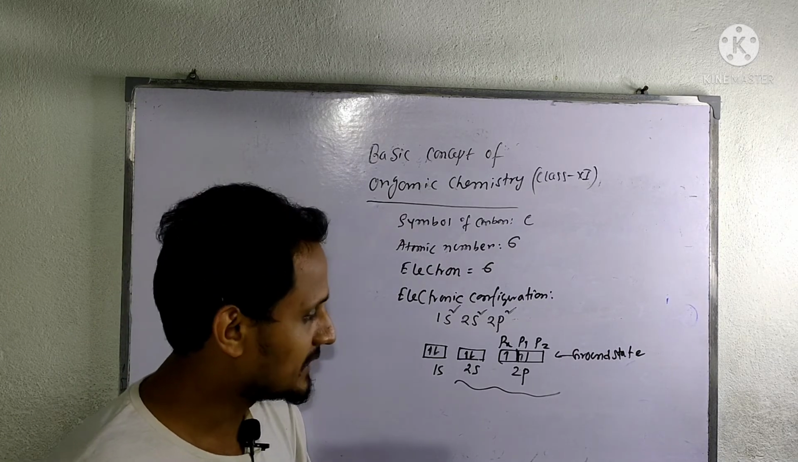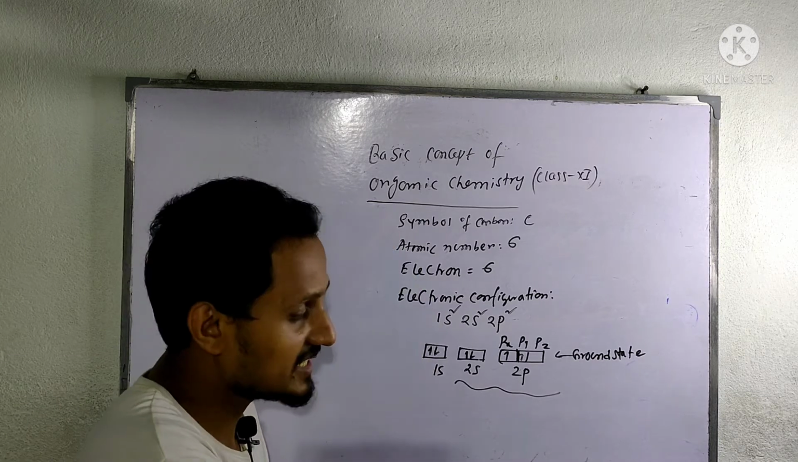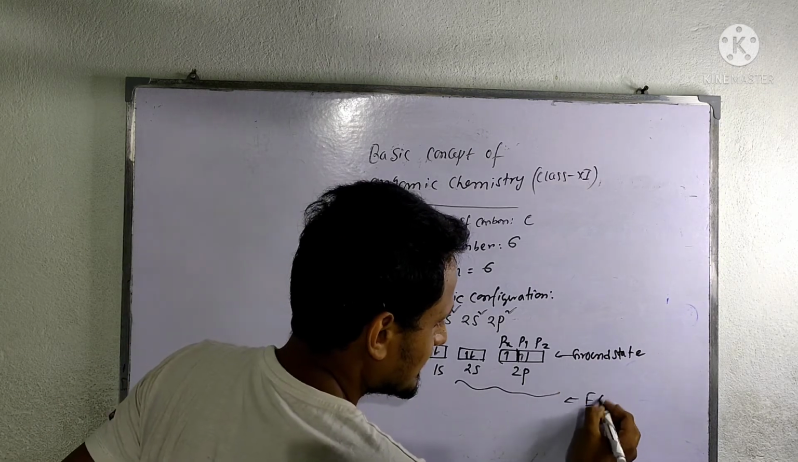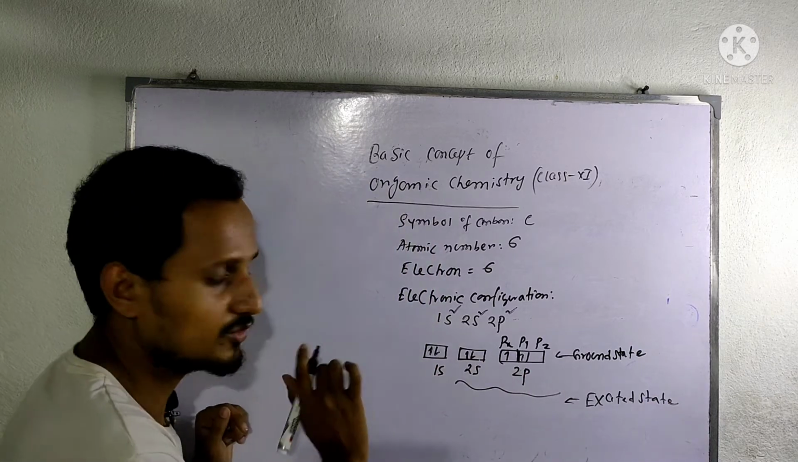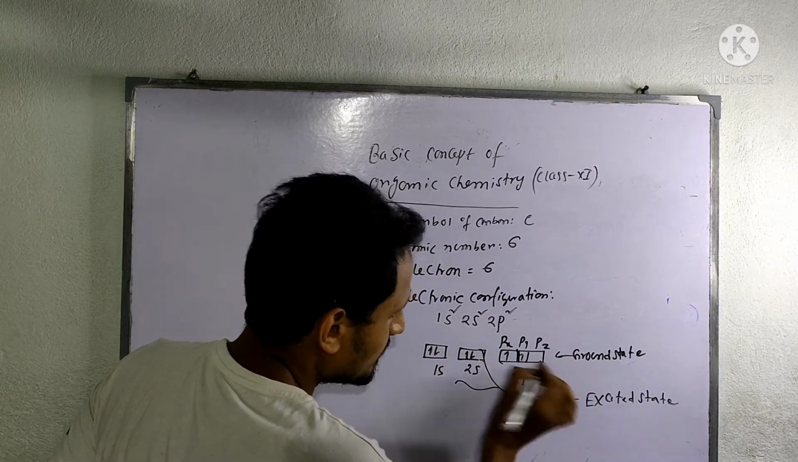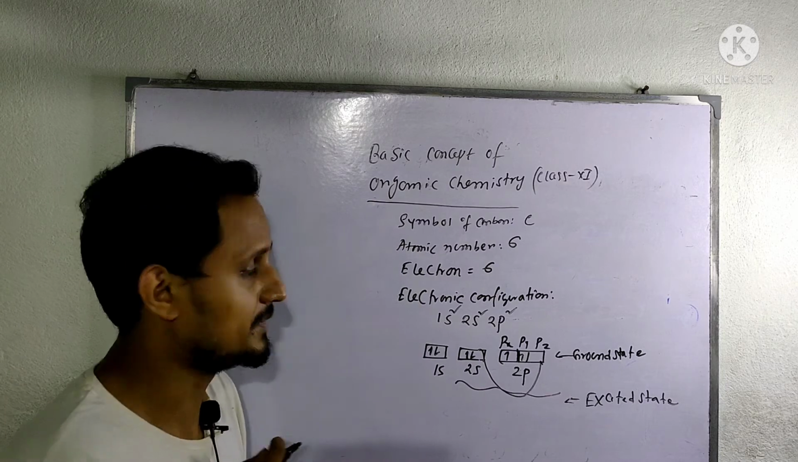What will happen here? In the excited state, one of the electrons from the 2s orbital will go to the pz orbital of 2p.